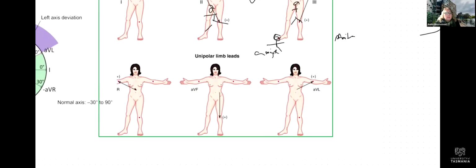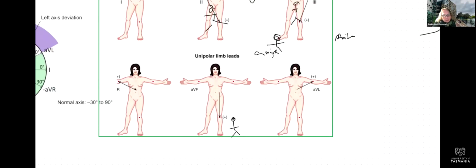That little A there stands for augmented, meaning it's summed, added up. So you can see these are unipolar leads. And if we pick AVF, for instance, there is only one deflection here, isn't there? There's no negative, there's only a positive. So how does it get the balance? How does it look at a negative if it's only got a positive?